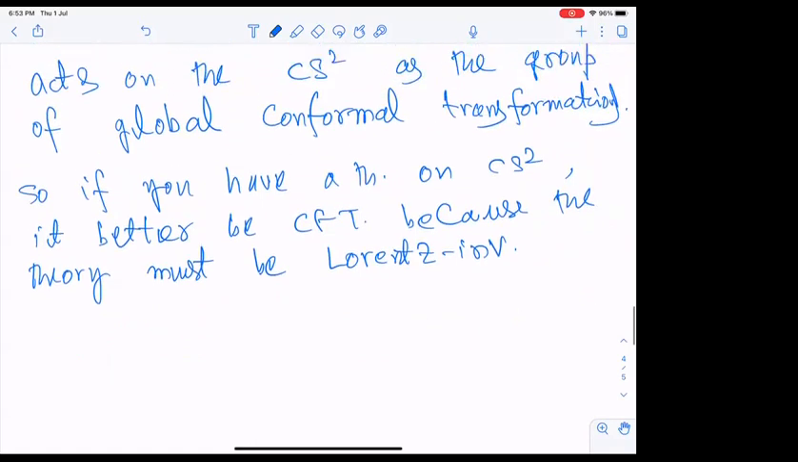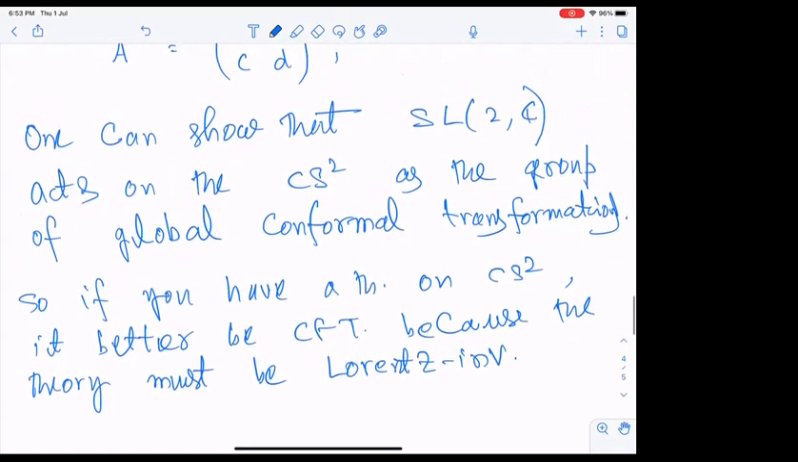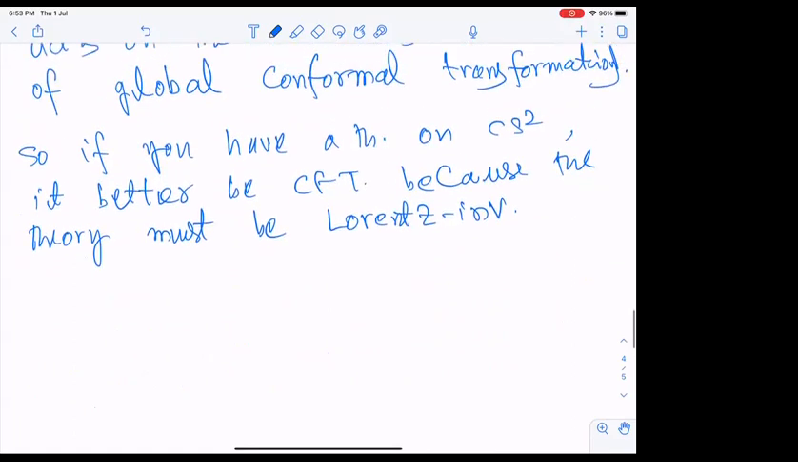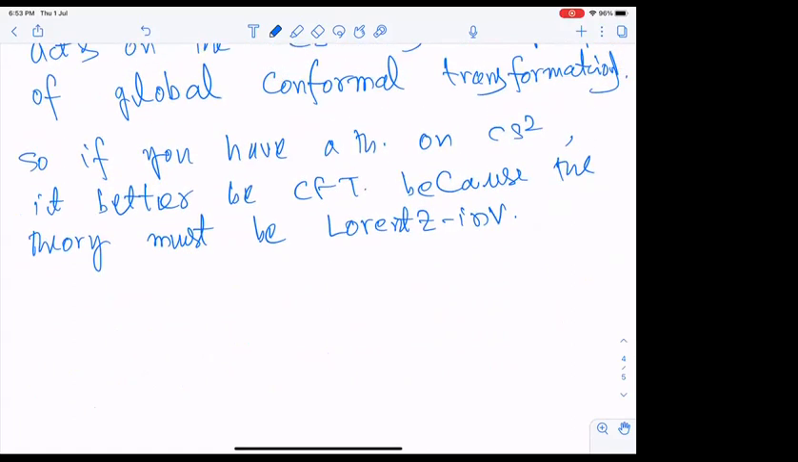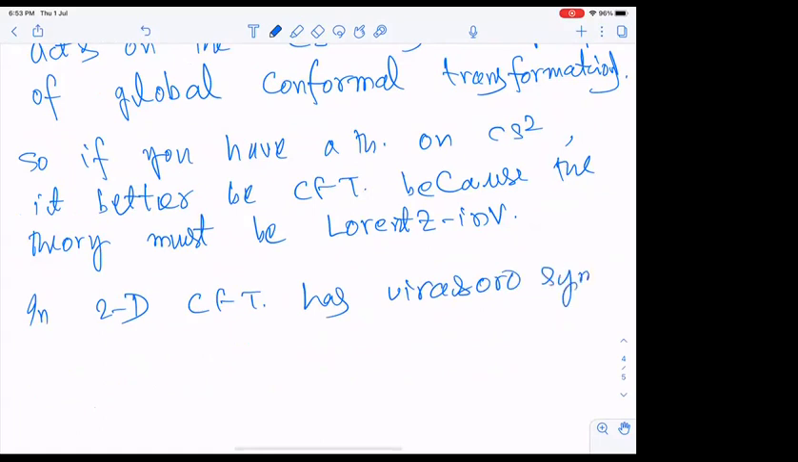But it's not the complete story, because in two dimensions, a conformal field theory has infinite dimensional symmetry. So in 2D, a CFT of course has a Virasoro symmetry, which is infinite dimensional. I'll not go into that, but one can show that you can define a stress tensor, though it's not so straightforward. I'll not go into this in this talk because this is very basic.